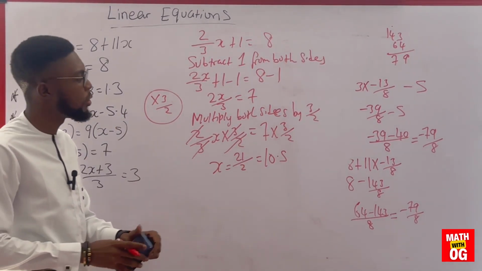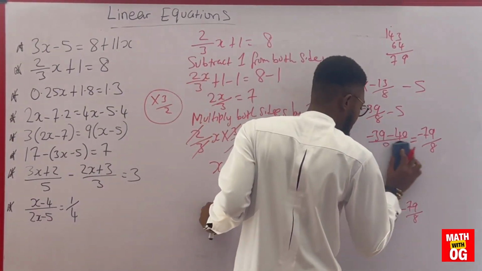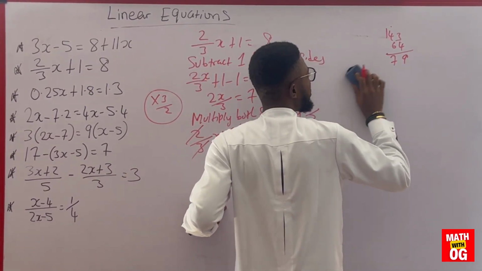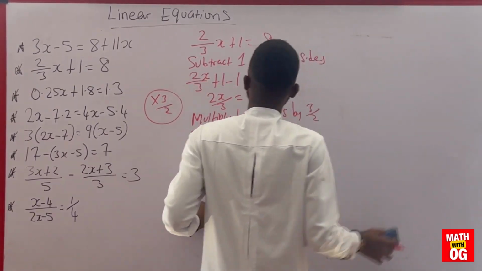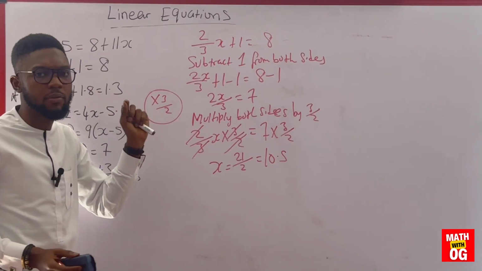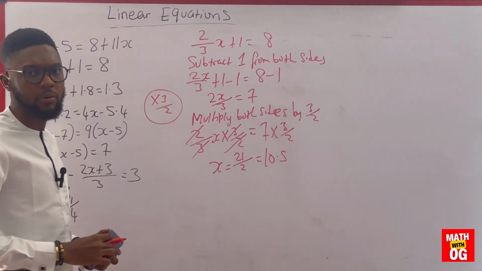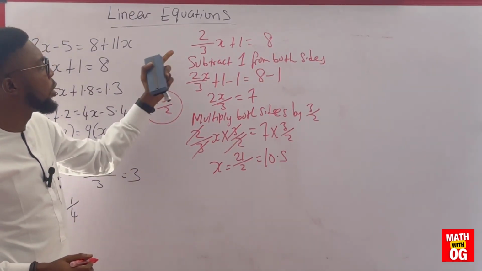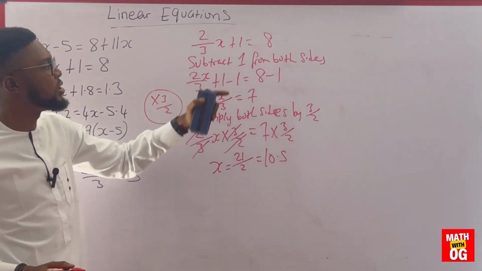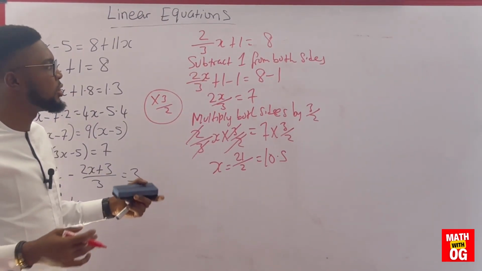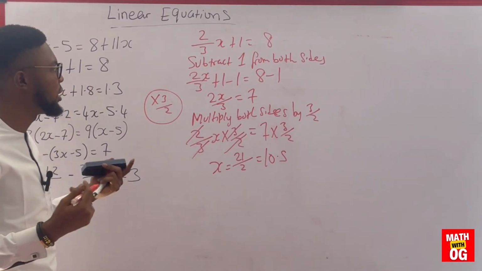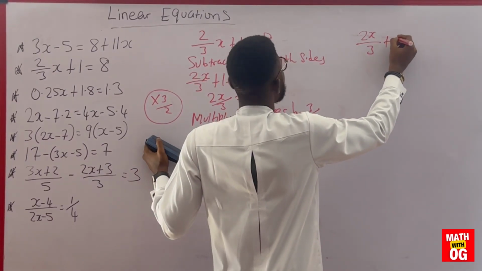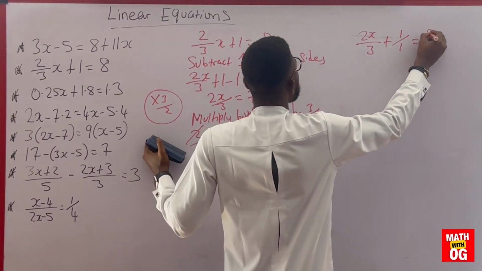Like I said, let's solve another way. The other way of solving is actually very helpful when solving questions that have to do with fractions. Once you have a fraction, multiply through by the LCM of the denominators. Now we all know that the denominator here is 3. So let's introduce denominators to all of them. I believe you know that the denominator for this guy is 1 and for this guy is also 1, but let's just put it down. So this will be 2x over 3 plus 1 over 1 is equal to 8 over 1.